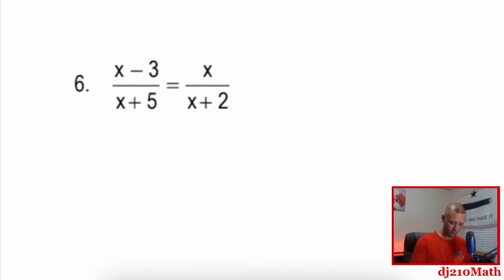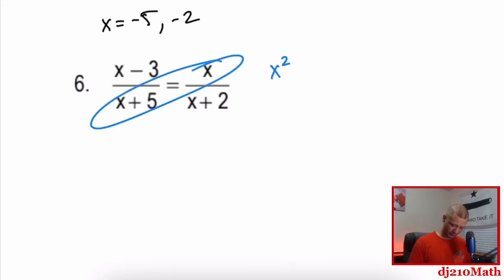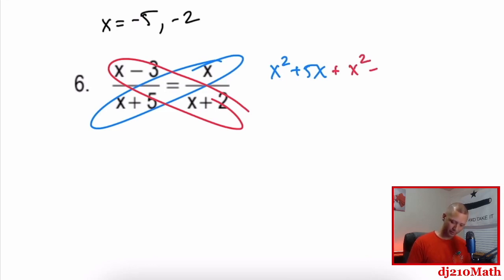Okay. Our bad answers: x equals negative 5, negative 2. So going this way, x squared plus 5x. This way, not so much. Well, it's going to be x squared plus 2x minus 3x minus 6. So you could pause it, check that. And it's equals.